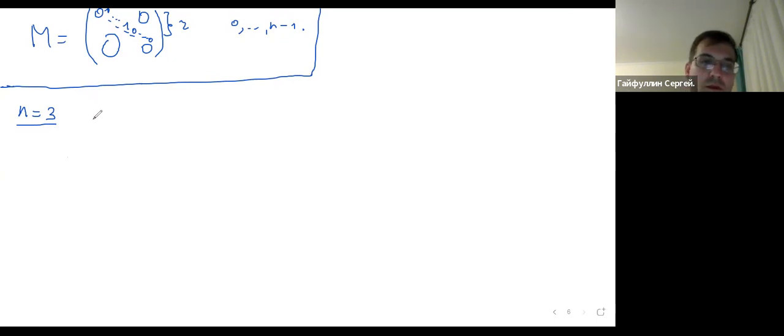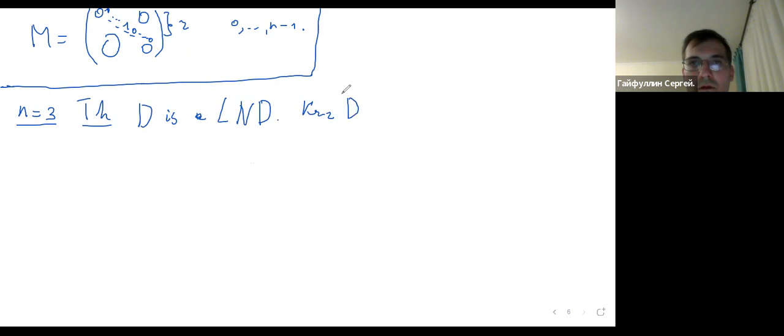Okay, and for this n equals 3, we have one theorem which says that this case is better than the general case. This is Miyanishi's theorem, and it asserts that, let D be a locally nilpotent derivation such that its kernel is isomorphic to a polynomial algebra in two variables.